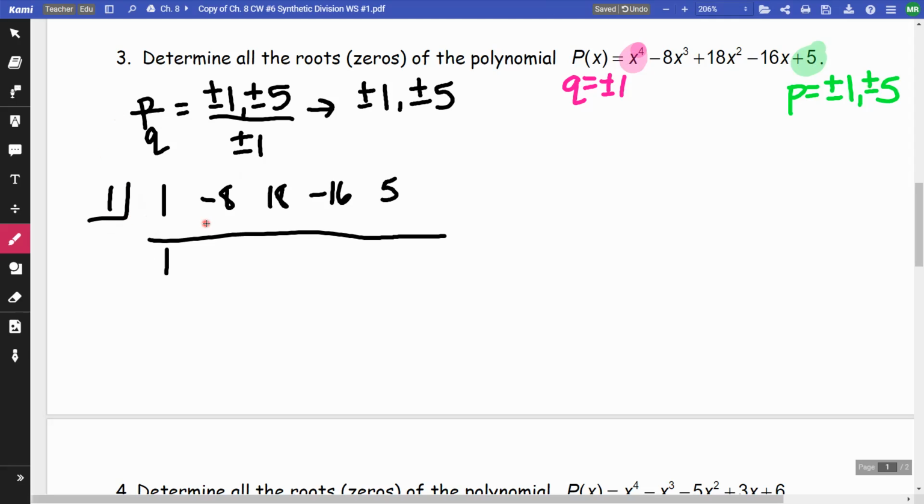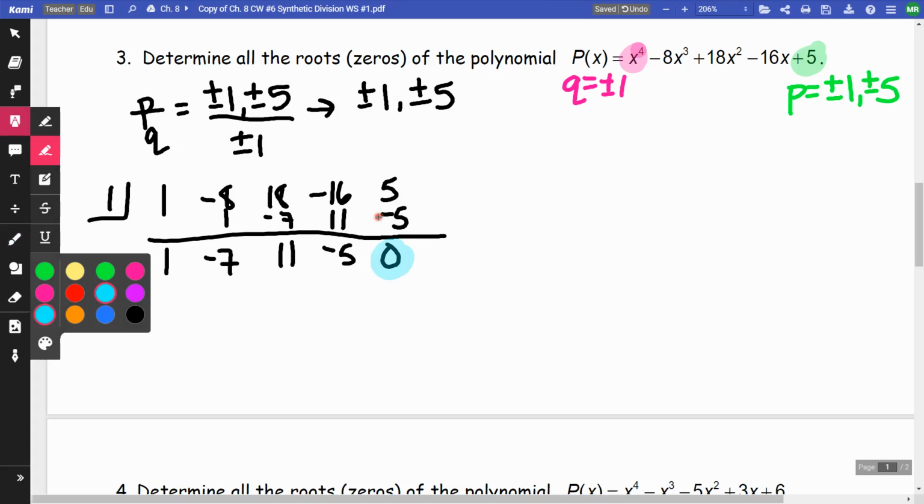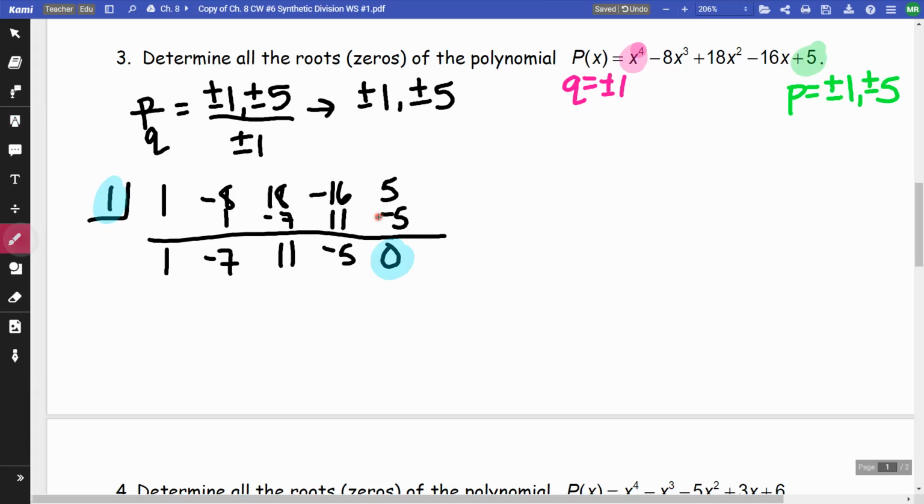Bring down my 1. So 1 times 1 is 1. I add, I get a -7. -7 times 1 is -7. I add, I get an 11. 11 times 1 is 11. I add, I get a -5. -5 times 1 is a -5. I add, I get a 0. So I got a 0 when I used 1. So x equal 1 is a solution.